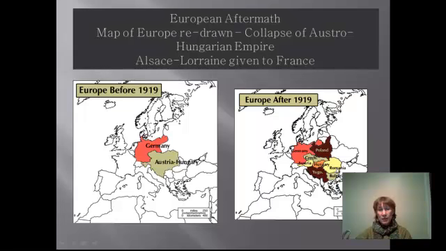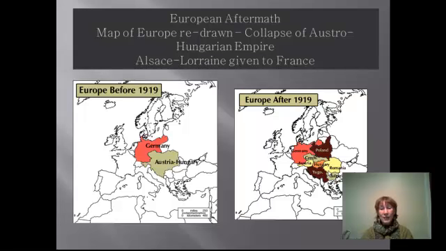These new countries were so artificially formed that, for instance, Yugoslavia doesn't exist anymore. Czechoslovakia doesn't exist anymore, because the people who live there did not agree with this creation of a country.